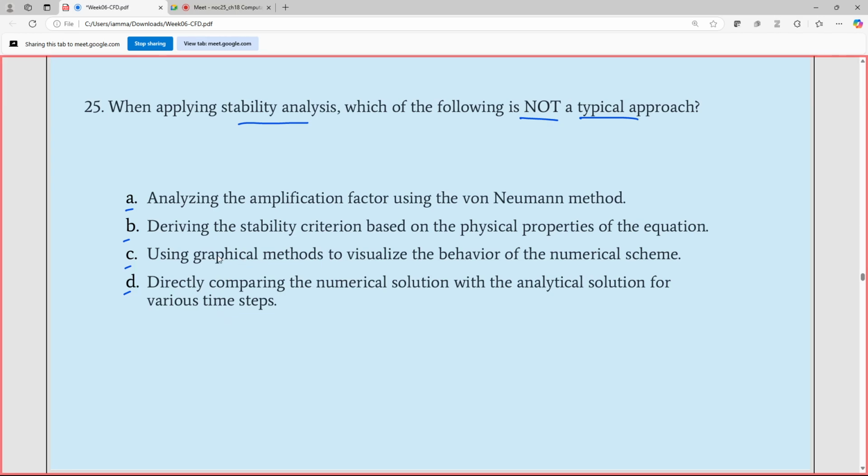So the question is on stability analysis. For stability analysis, which of the following is not a typical approach? Option A, analyzing the amplification factor using the von Neumann method. Option B, deriving the stability criterion based on physical properties of the equation. Option C, using graphical methods to visualize the behavior of the numerical scheme. Option D, directly comparing the numerical solution with the analytical solution for various time steps. You can try to answer the question.